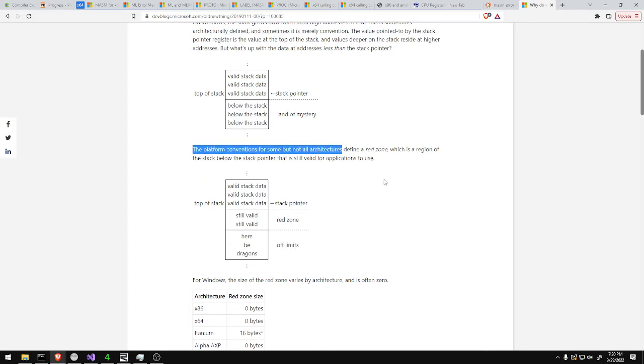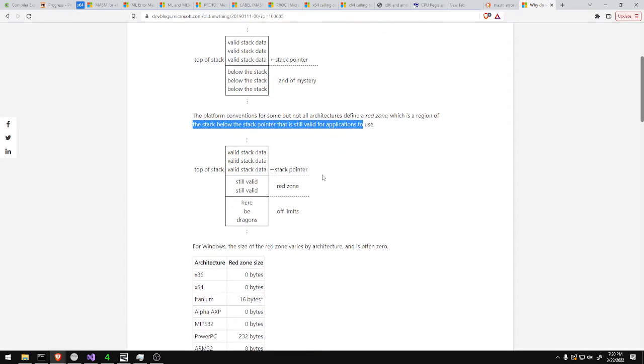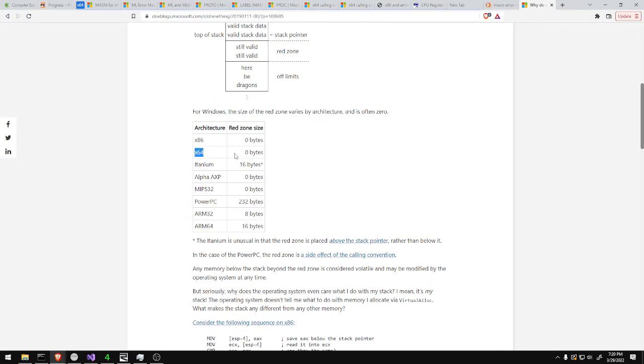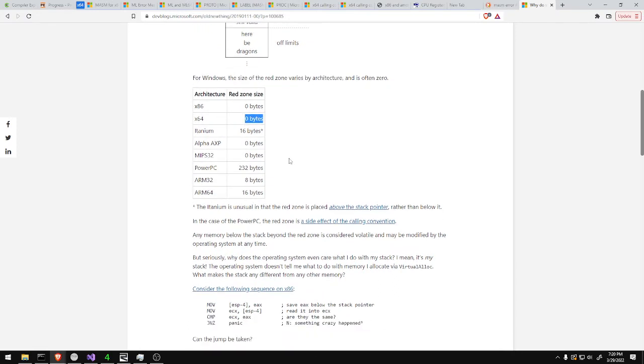Platform conventions for some, but not all architectures define a red zone, which is a region of stack below the stack pointer that's still valid for applications to use. So it varies by architecture. x64, 0 bytes. You sure this is a red zone that we're looking at?